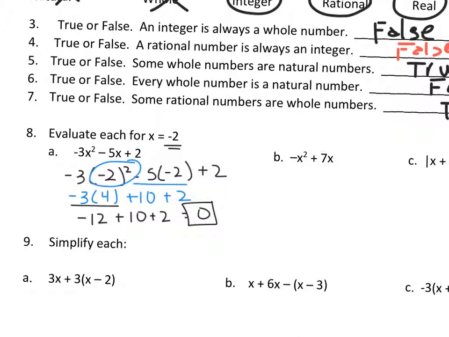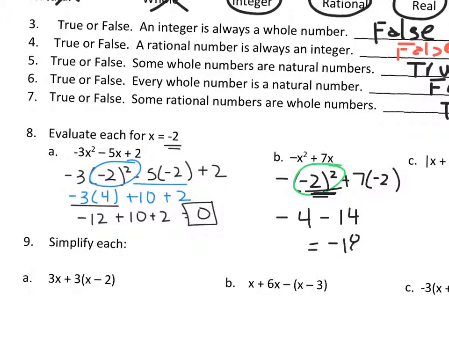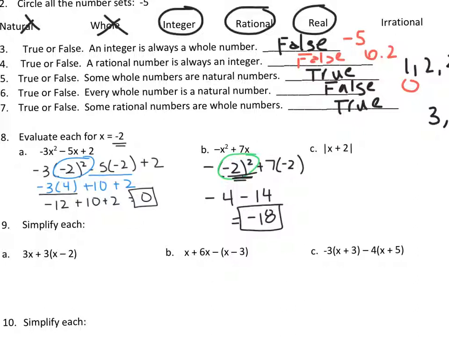Okay, for letter B, we're going to plug in -2. So remember, you're plugging it in parentheses. Order of operations would have you do (-2) squared first, which is actually a positive 4. This will be -4 minus 14, which is -18. Okay, letter C, plug in -2, so it's -2 plus 2. Well, -2 plus 2 is 0, and the absolute value of 0 is 0.